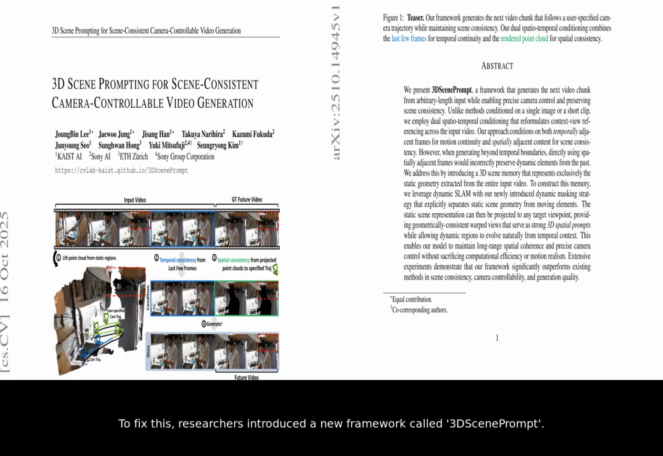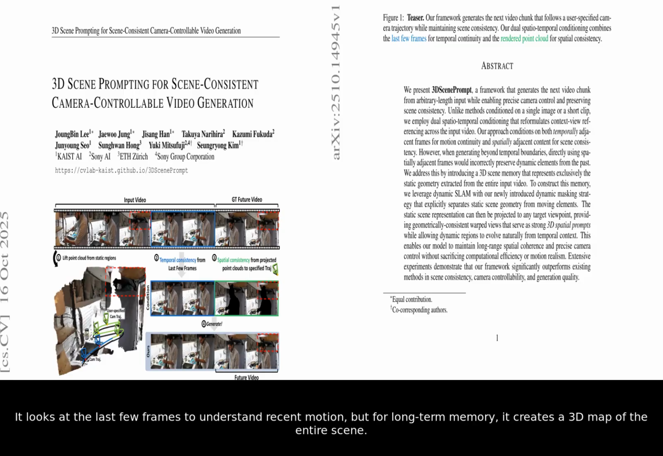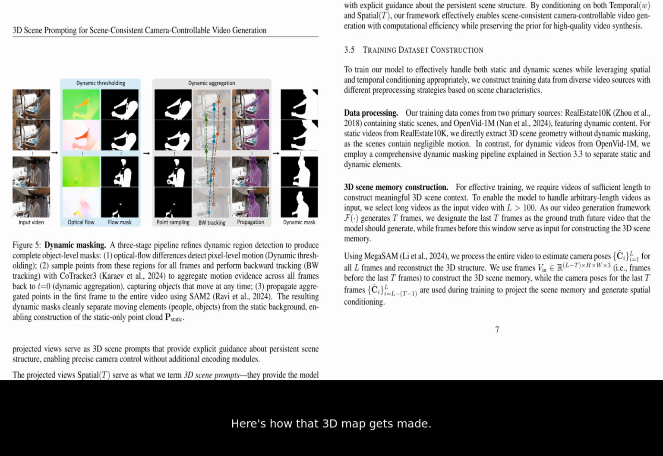To fix this, researchers introduced a new framework called 3D Scene Prompt. The core idea is to give the AI both short-term and long-term memory. It looks at the last few frames to understand recent motion, but for long-term memory, it creates a 3D map of the entire scene. Here's how that 3D map gets made.